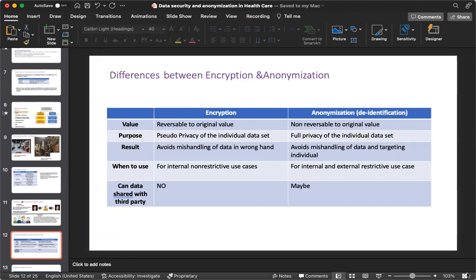A small comparison with respect to HIPAA. Encrypted data is mostly for internal use and less restrictive use cases. I cannot share this encrypted data with my data partners for any reason, because it is still easily identifiable, depending on how we implemented the encryption. When it comes to anonymization, we strip off all the personal information, and this data can be shared for further analysis, for research or any other purpose.